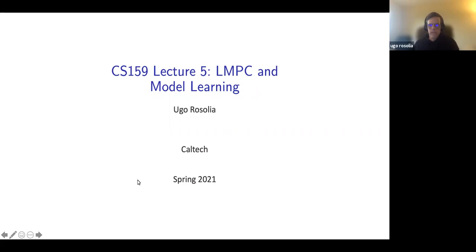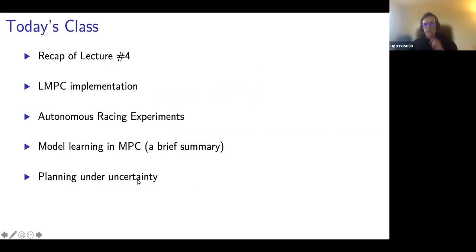Okay, so now let's get started with today's class, where we will see how we can use the learning MPC to teach an autonomous vehicle how to race. And what we will see is that in order to implement the controller on a real experimental setup, we will need to use historical data to learn a model. And we use a particular strategy to do model learning for MPC, but there are several other approaches.